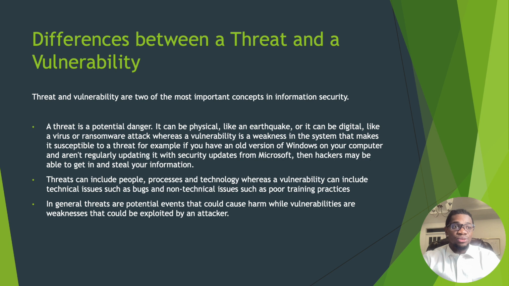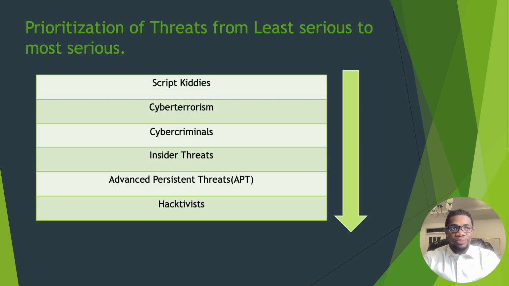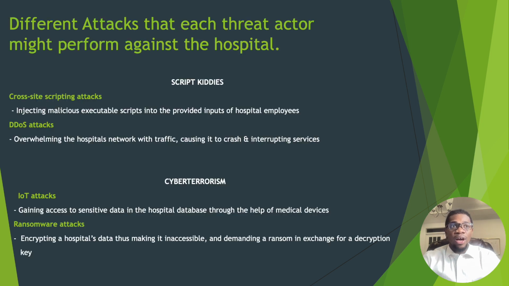In general, threats are potential events that could cause harm, while vulnerabilities are weaknesses that could be exploited by an attacker. So this is the prioritization of threats from the least serious to the most serious. So we have script kiddies, cyber terrorism, cyber criminals, insider threats, advanced persistent threats, APT, then hacktivists. And then finally, we'll be talking about the different attacks that each of these threat actors might perform against the hospital, starting from the least serious to the most serious threat actor.